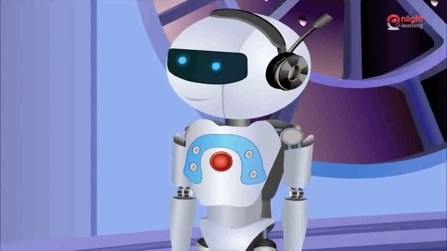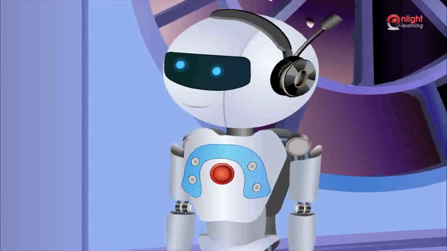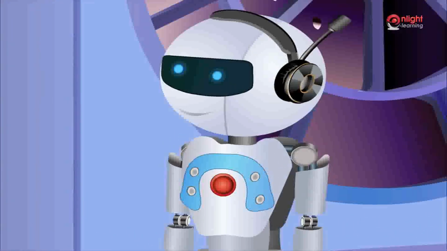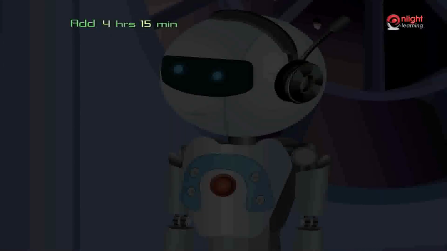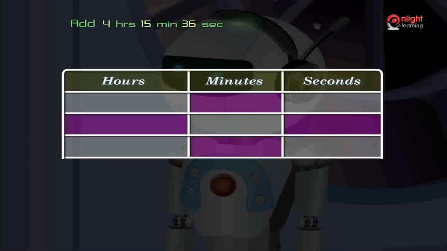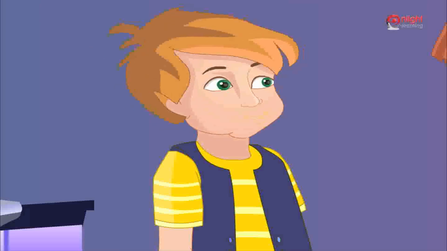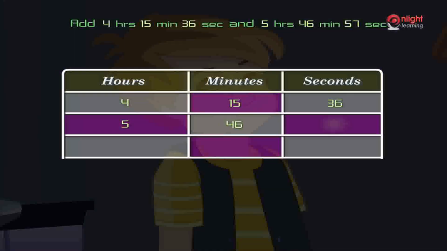Let us now solve a problem to further improve our understanding of this concept. Akash, add 4 hours 15 minutes 36 seconds and 5 hours 46 minutes 57 seconds. First, we arrange the times in columns. The columns in this case are hours, minutes and seconds.